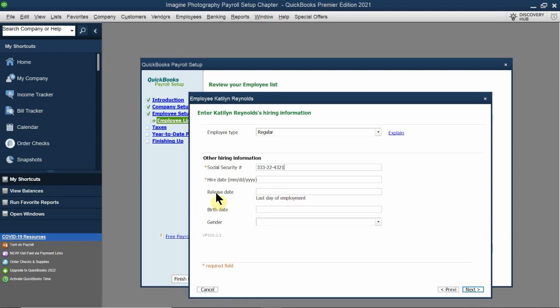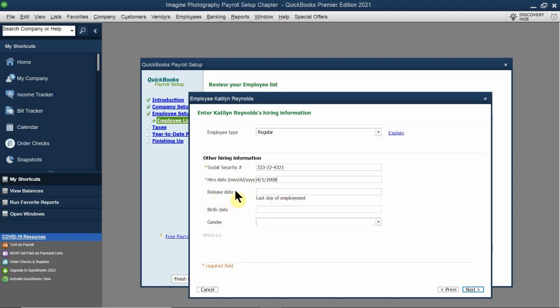All right. And then now hire date. Okay, never mind. Now it says it's required. So now hire date. When did you hire her? We hired Katie as of April 1st of 2008. Okay? And let's see.